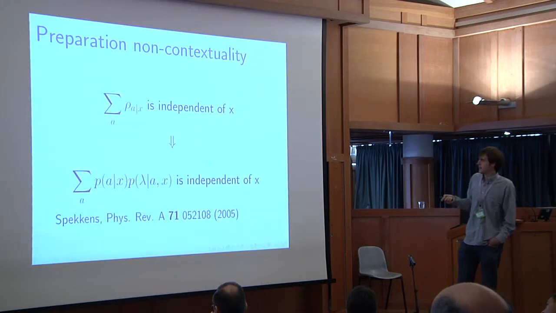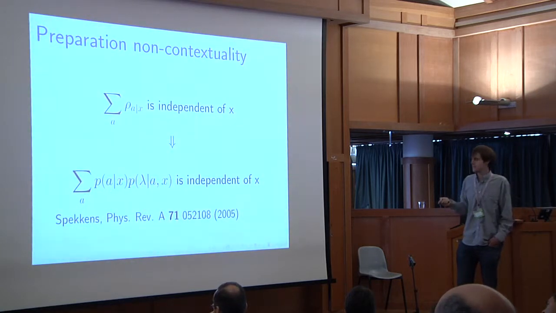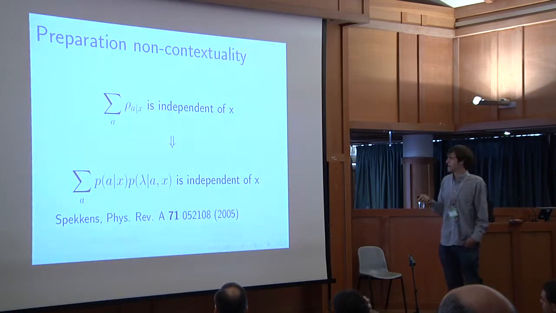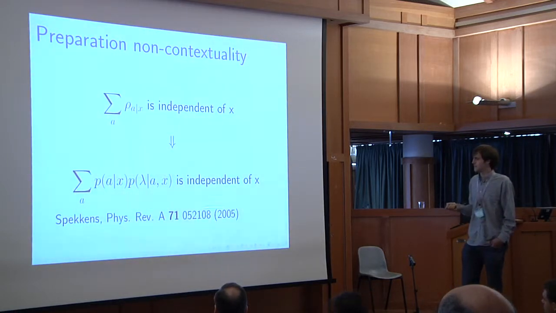Okay? So the implication in this direction is kind of automatic. Okay? If the distributions over lambda don't depend on x on average, then it had better be that they average to the same density operator, because otherwise our model's not going to be able to reproduce that difference. And the assumption of preparation non-contextuality is that the most natural explanation of this independence at the operational level is this corresponding independence in the ontological model. And this assumption was first defined by Spekkens.